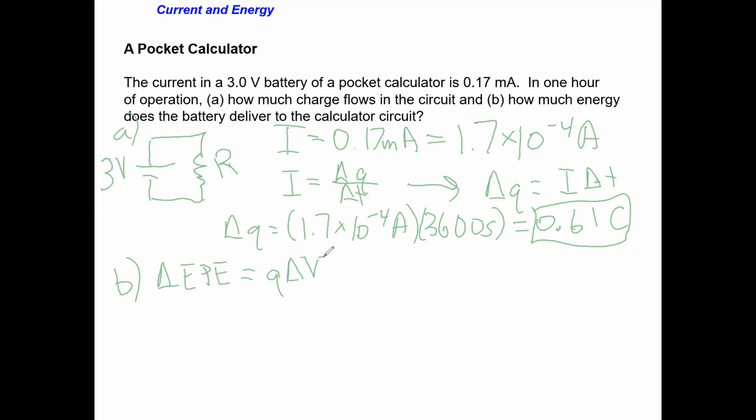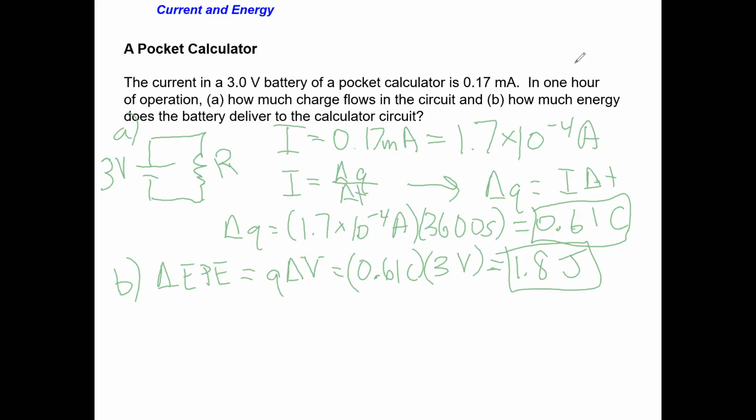So in the process of going around this circuit for an hour, this charge of 0.61 coulombs is being put through a total potential difference of 3 volts. That's the voltage on the battery. When I multiply these together, that gives me 1.8 joules as my amount of energy that's been used.